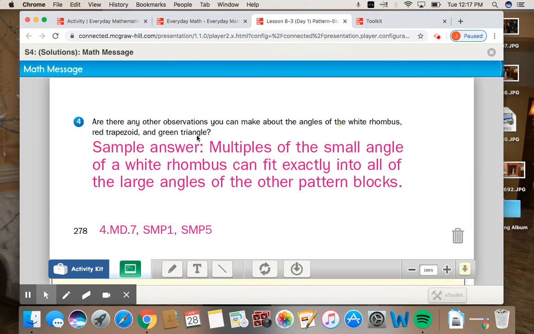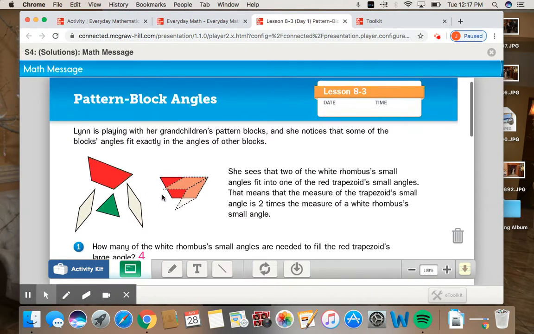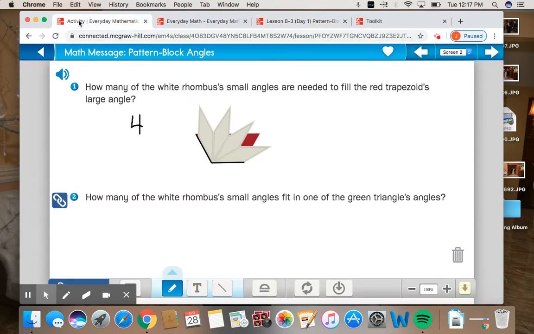And any observations you can make about the angles of the white rhombus, red trapezoid, and green triangle, you should have noticed that multiples of the small angle of the white rhombus can fit exactly into all of the large angles of the other pattern blocks. And that will come in really handy for the open response question for today. So let's go ahead and look at your open response question.